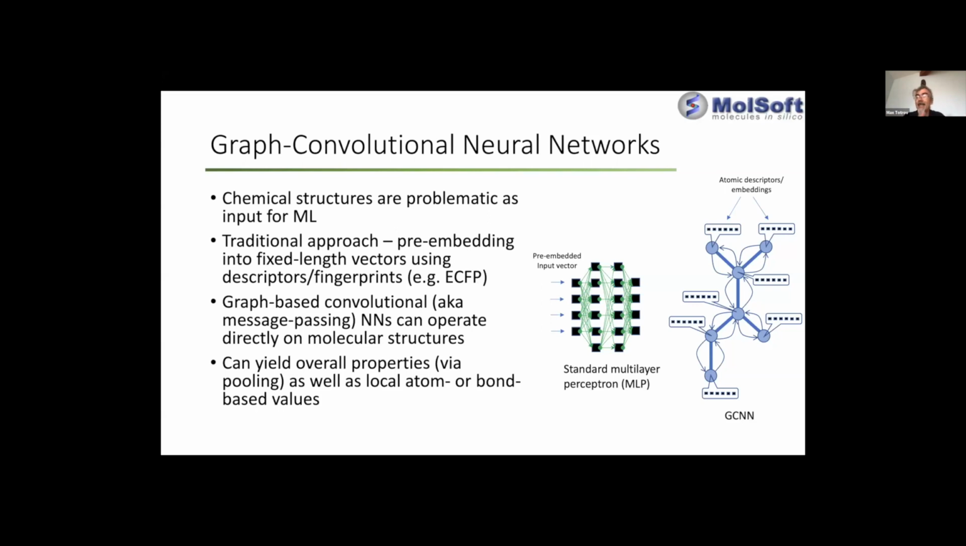So those could then directly operate on molecular structures, which I think is a very interesting ability, because it can capture everything that potentially there is in the chemical structure. And on the output, you could yield either overall properties via some sort of pooling, or you can actually get atomic and bond-based properties, which is also very useful if you are intending to use it as input or part of some sort of molecular mechanics calculation or other such things.